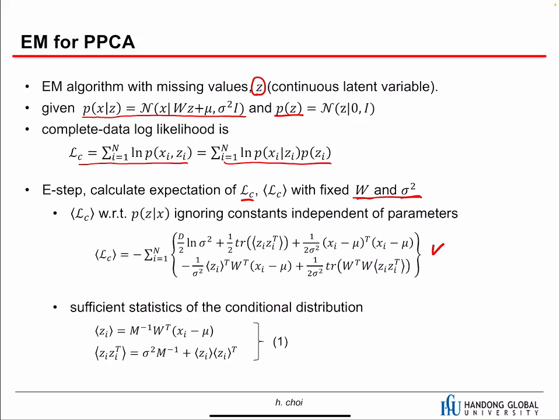In these expectations, we have the expectation of z sub i and z sub i times z sub i transpose. X is given, and we already estimated mu based on the sample average, which is the maximum likelihood estimate. W is fixed and sigma is fixed. So we have to calculate this one and this one. This one can be obtained by this one, and this one by this one.